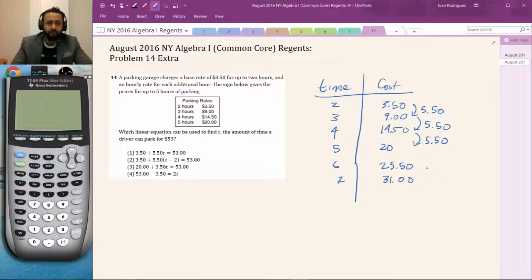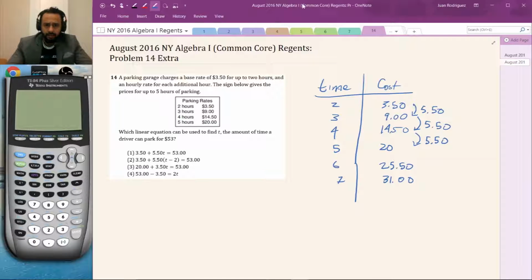And I can continue. And $53 isn't an enormous number. I should be able to get to $53 pretty quickly. So that's another way to do it, and I recommend that you do that during the test. Remember, this is a multiple choice question. You don't have to do it the algebraic way. You don't have to.